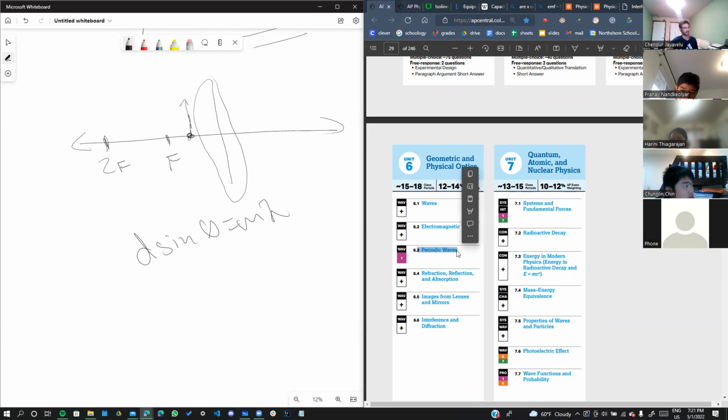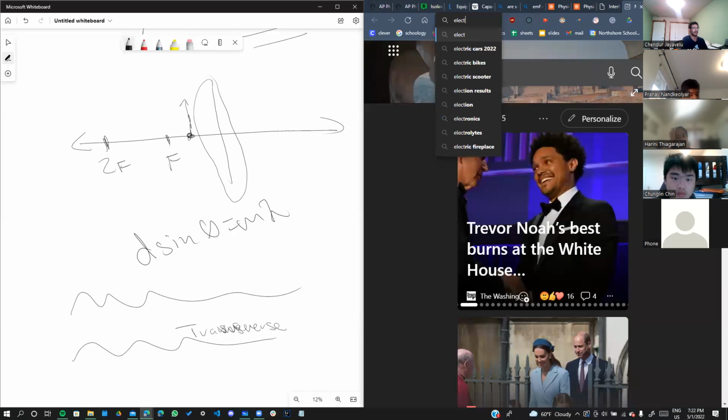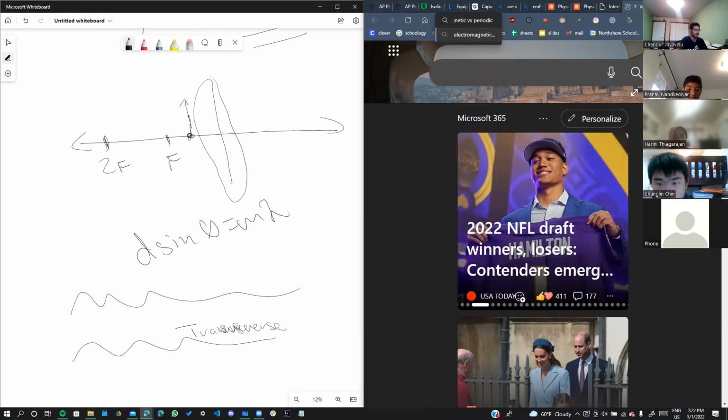Periodic waves. What are periodic waves? Periodic waves are just waves that occur constantly. Can you talk about the difference between the waves? Are they mechanical waves? For mechanical waves, like sound waves, you have to go through something. But electromagnetic waves don't have to go through anything. You can't hear sound in space. That's why.